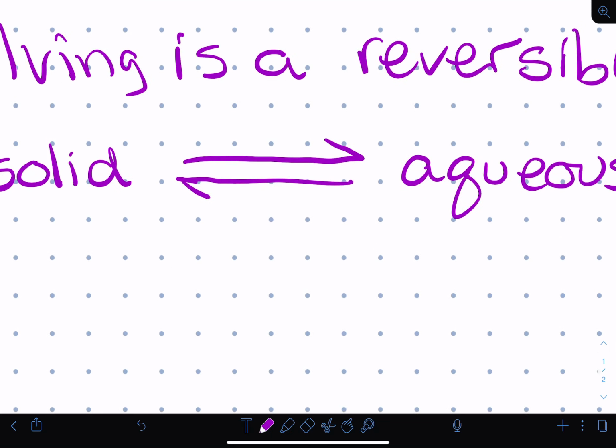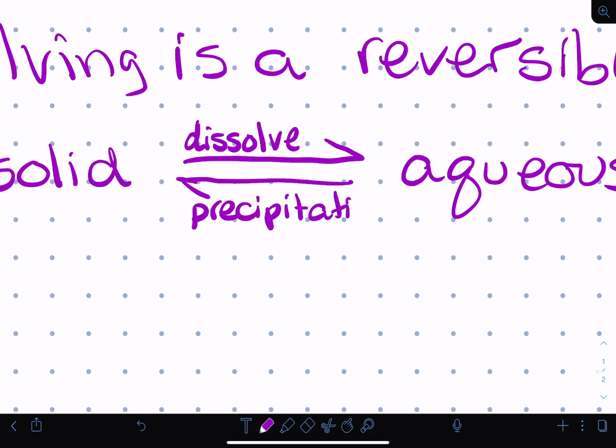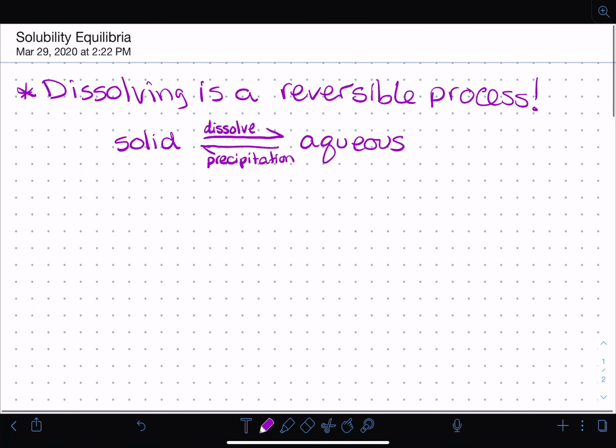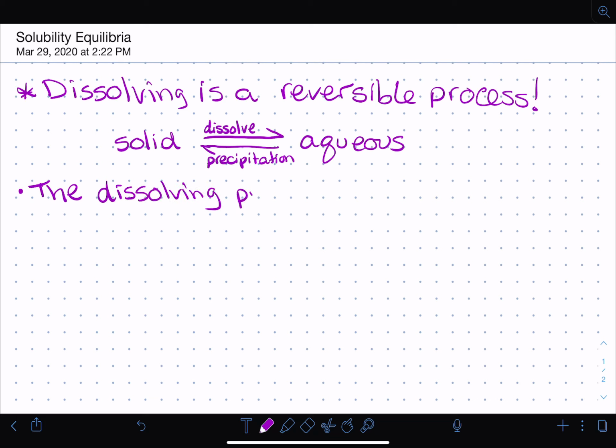In the forward direction, we call this dissolving. In the reverse direction, we call it precipitation. So we've experienced both directions. We've talked about both directions, but we haven't actually applied our understanding of equilibrium to the concept of solubility and stuff dissolving. So the dissolving process, like any other equilibrium, can be described by an equilibrium constant.